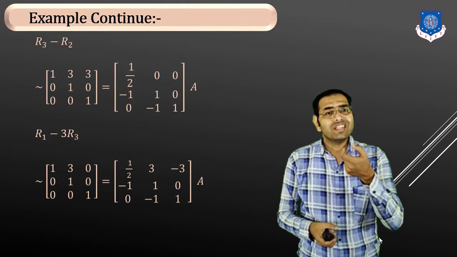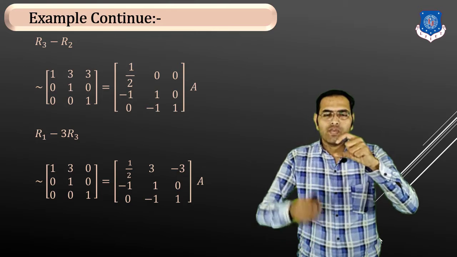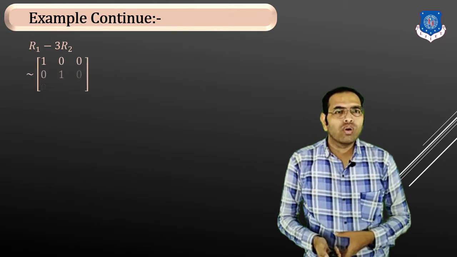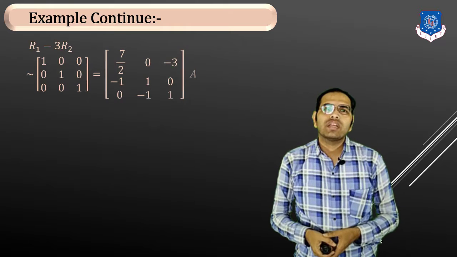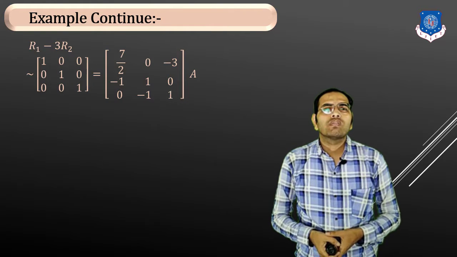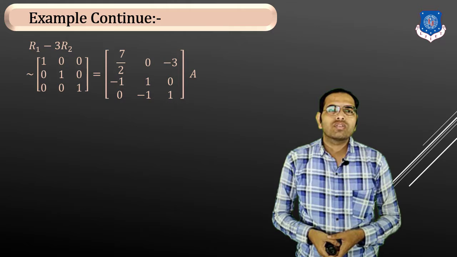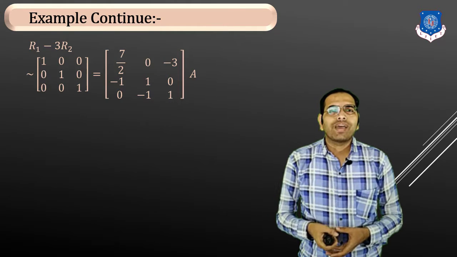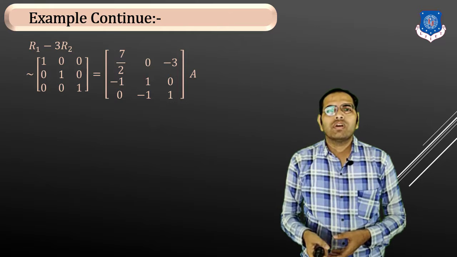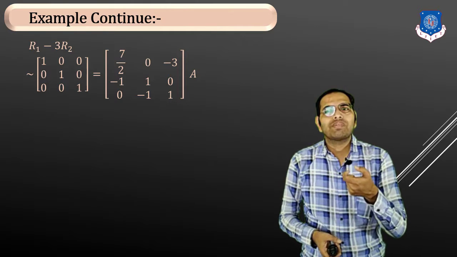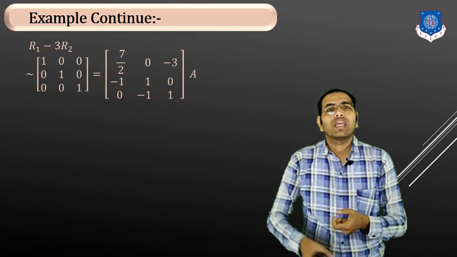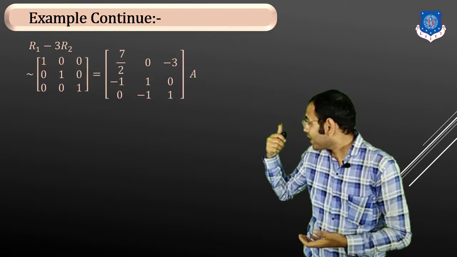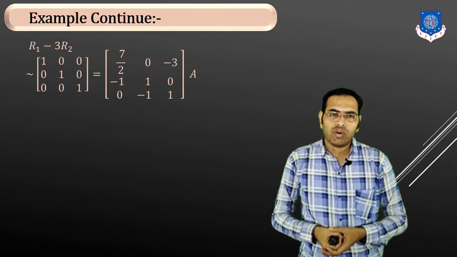Now the second column has a leading 1, and with the help of it we make the entries above it 0. For that, R1 minus 3R2, that will give you [1 0 0; 0 1 0; 0 0 1] equal to [7/2 0 -3; -1 1 0; 0 -1 1] into A, where A is kept as it is for all these operations. Now this is exactly our reduced row echelon form.